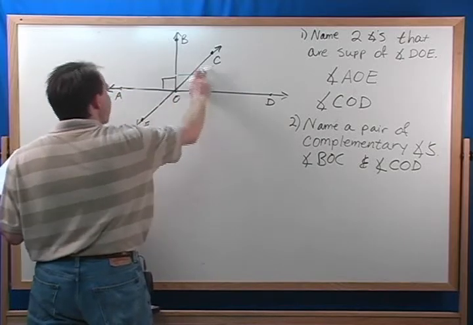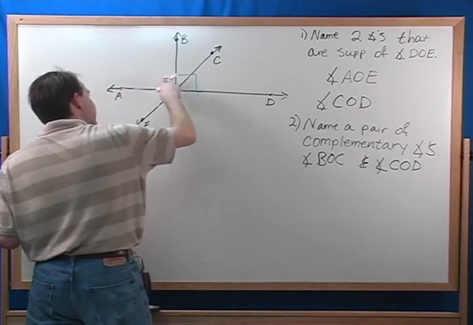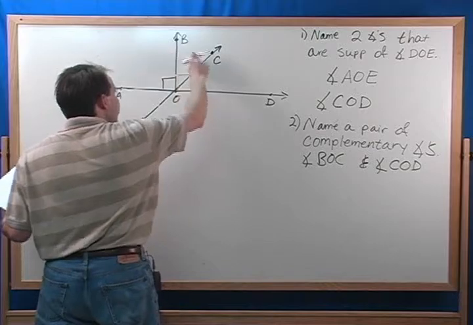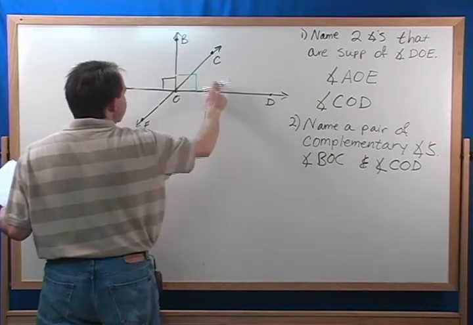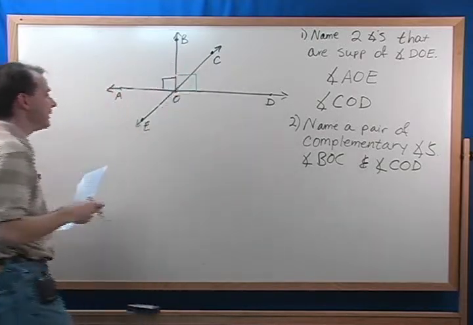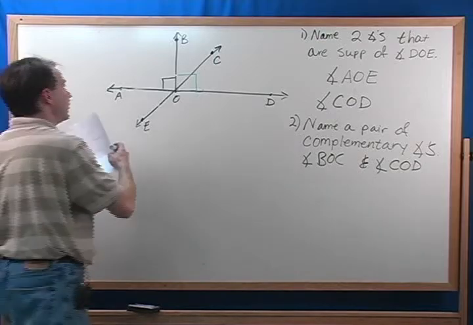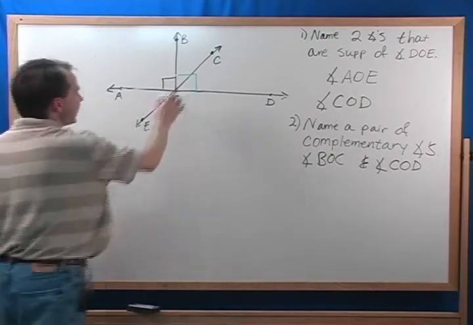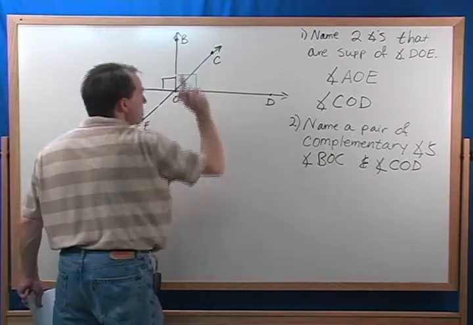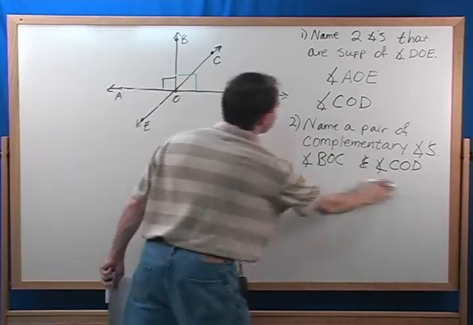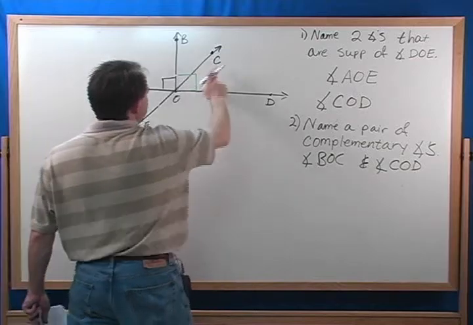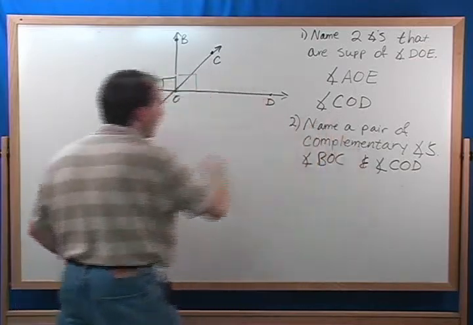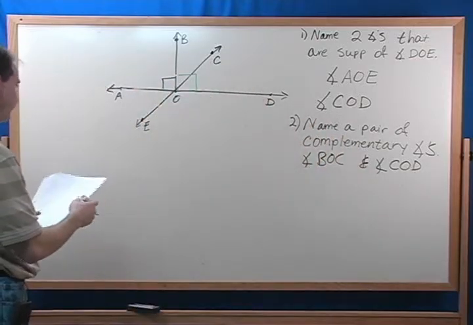So if this is 180 and this is 90, then this whole part of it from B down to D, BOD, has to be 90 degrees. That's why I put this little mark here, meaning that's 90 degrees, okay? And if that's 90 degrees, then this angle plus this angle must equal 90 degrees, so that's what I put. BOC, COD, they are complements of one another, okay?